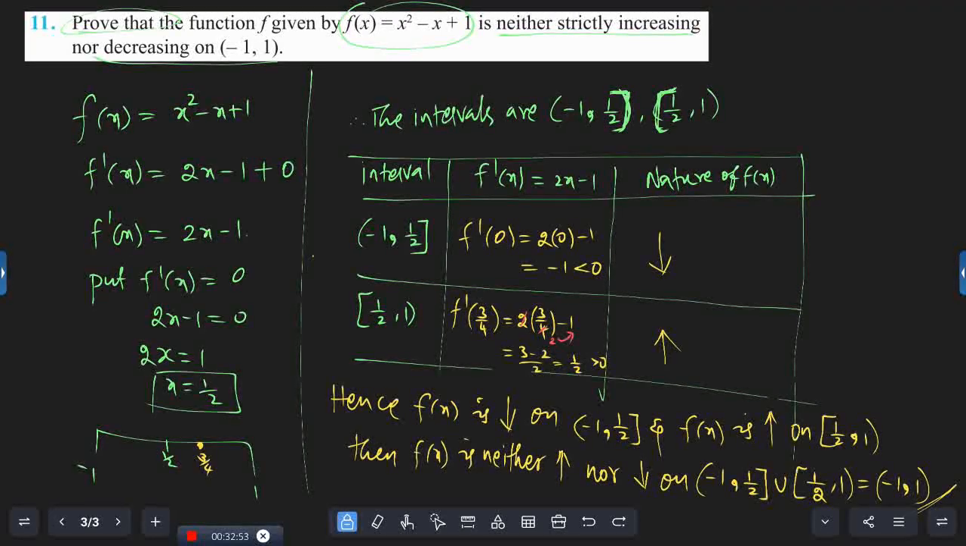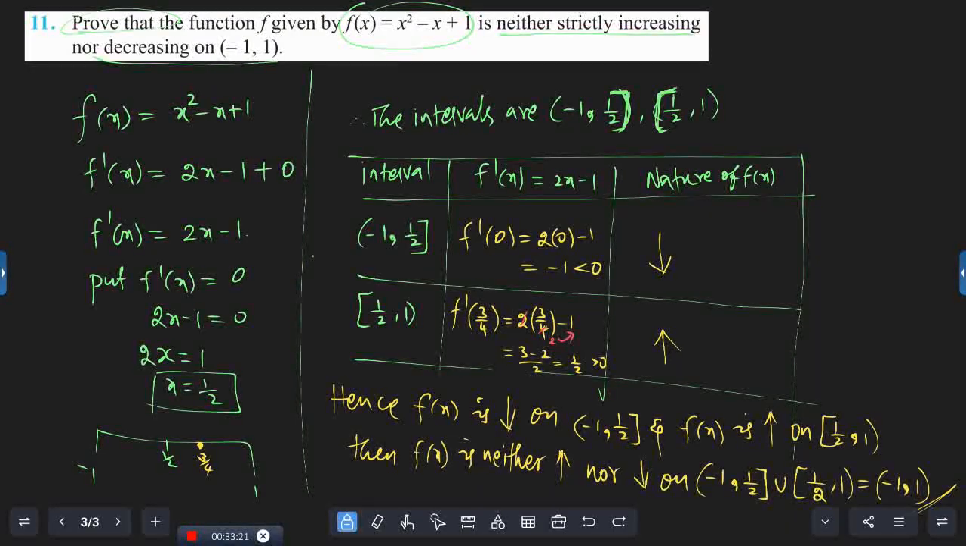You may think, sir, this is not a single interval. This is a different interval where it is decreasing, and that is a different interval where it is increasing. But when you join these both, what did it become? A single interval. At that time it will be increasing and decreasing in the single interval. I hope you understand this. More than this, you don't want explanation. Am I right?